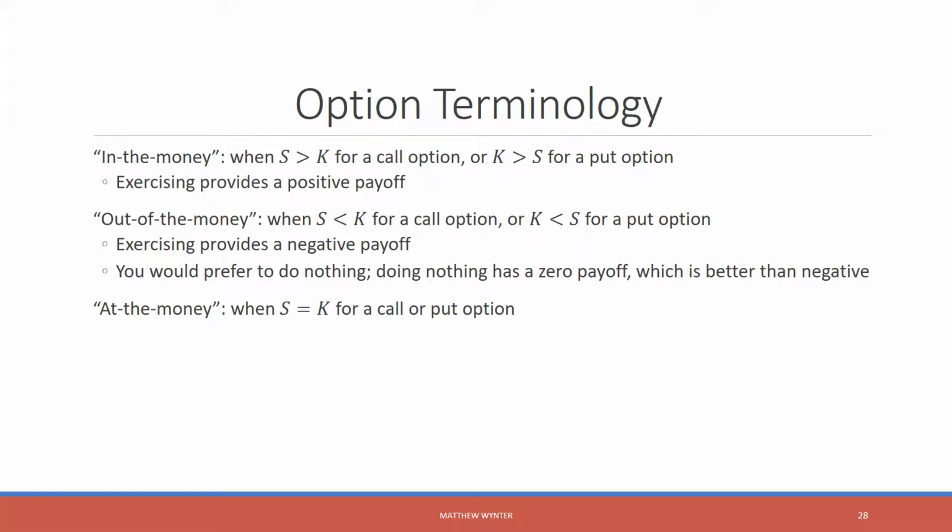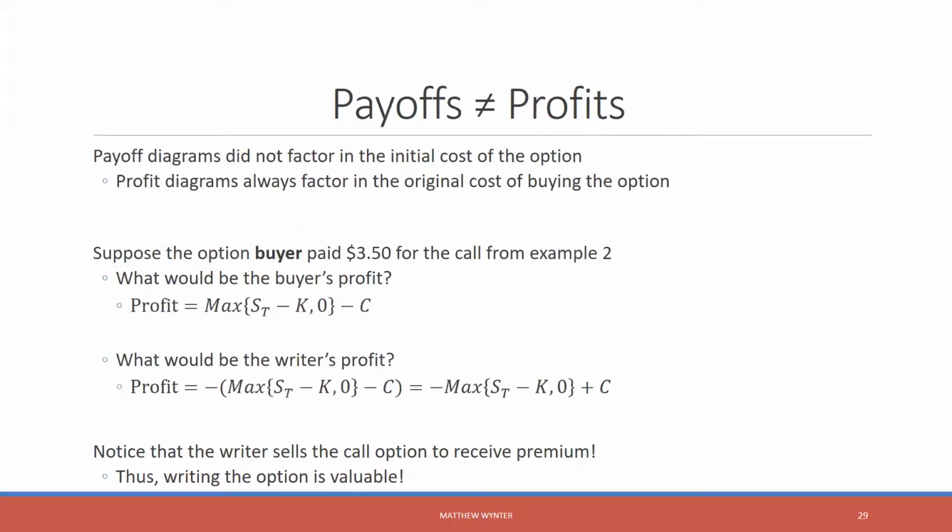So we always want to orient ourselves. Are we taking a long position on the call or the put? Are we taking a short position on the call or the put? Okay, so hopefully what's clear as we discuss this is that payoffs are different from profits. The payoff diagrams that we looked at before did not factor in the initial cost of the option. Suppose the option buyer paid $3.50 for the call option for example 2.